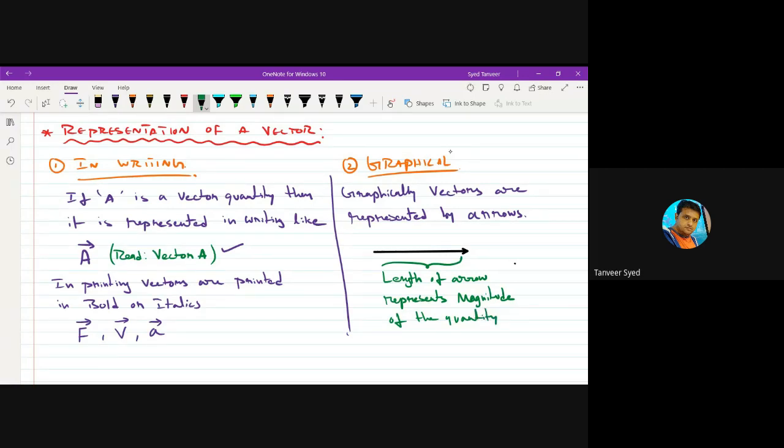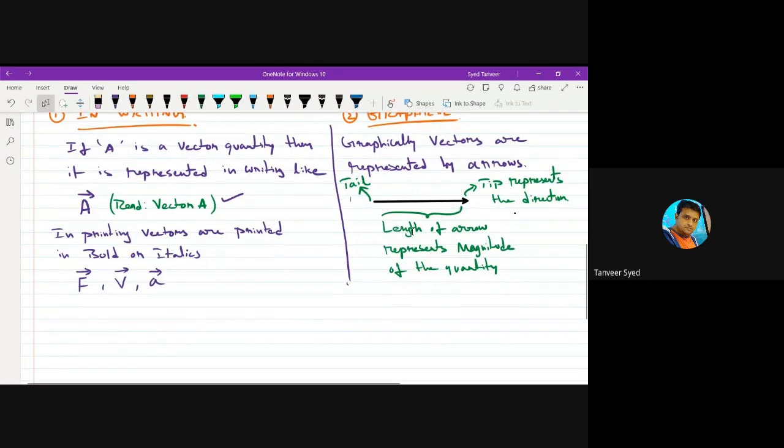Okay. And the other thing is this tip of the arrow. You call this the tip of the arrow. It indicates the direction of that vector quantity. And this end, the starting end of the arrow, you call it the tail. The arrow head, you call it the tip. Length of the arrow represents magnitude.